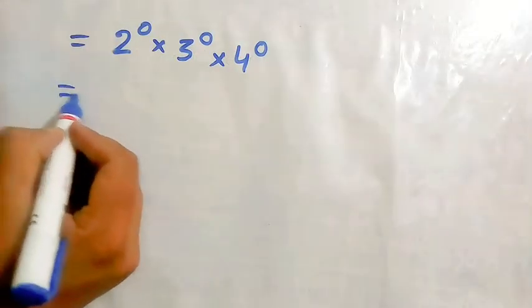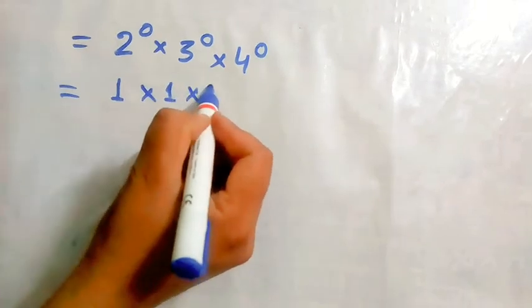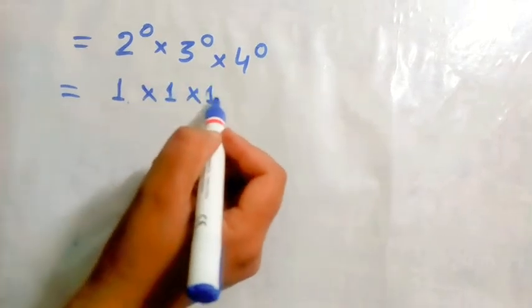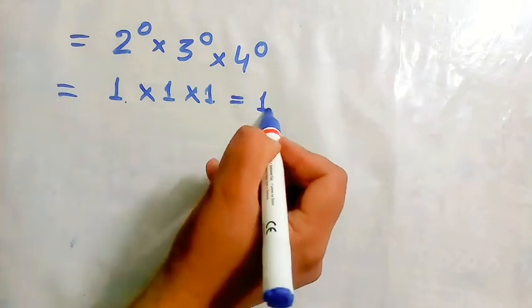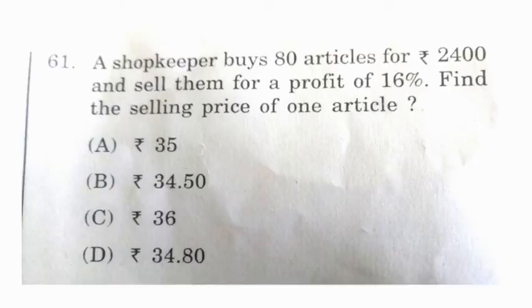Next is, find the value of 2 raised to power 0 multiplied by 3 raised to power 0 multiplied by 4 raised to power 0. And the solution is, any number raised to power 0 is 1, so 2 raised to power 0 is 1, 3 raised to power 0 is also 1, and 4 raised to power 0 is also 1. So 1 multiplied by 1 multiplied by 1 is equal to 1.